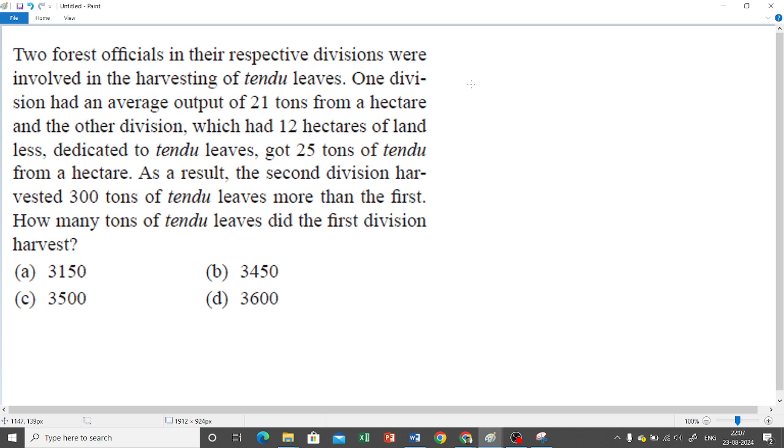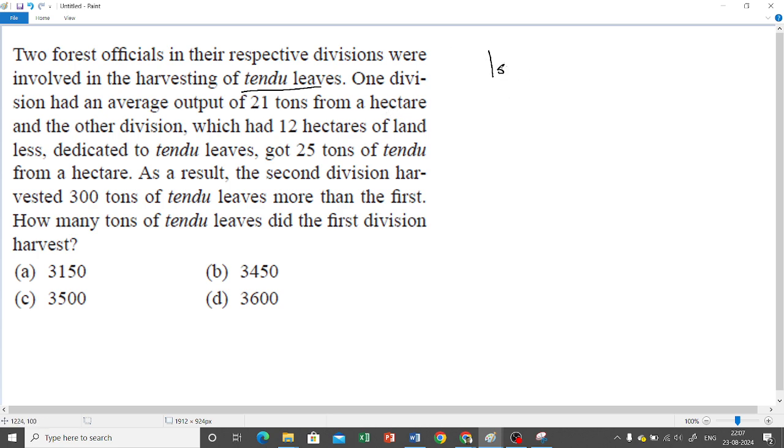Two forest officials in their respective divisions were involved in the harvesting of tendu leaves. Okay, you got this answer, right? Niladri, no sir, I could not. Okay. Two forest officials in their respective divisions were involved in the harvesting of tendu leaves. So here the most important information is tendu. One division had an average output of 21 tons from a hectare.